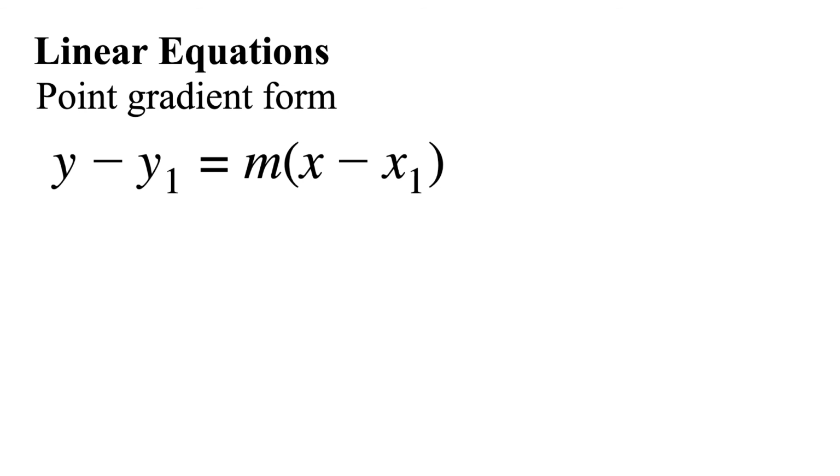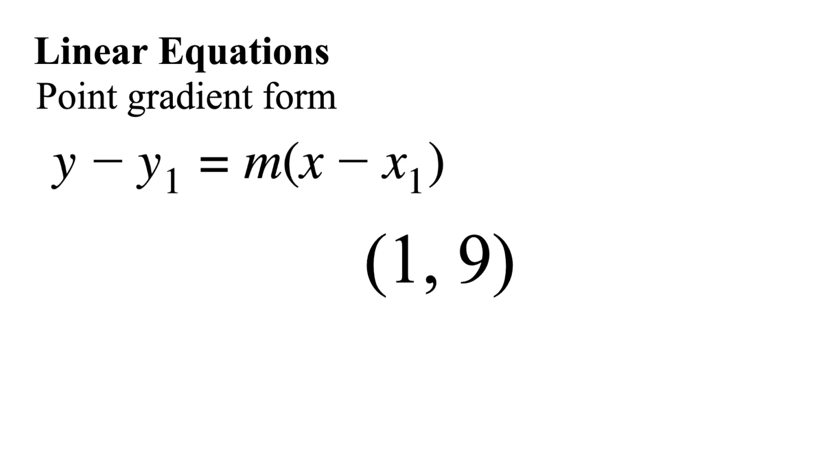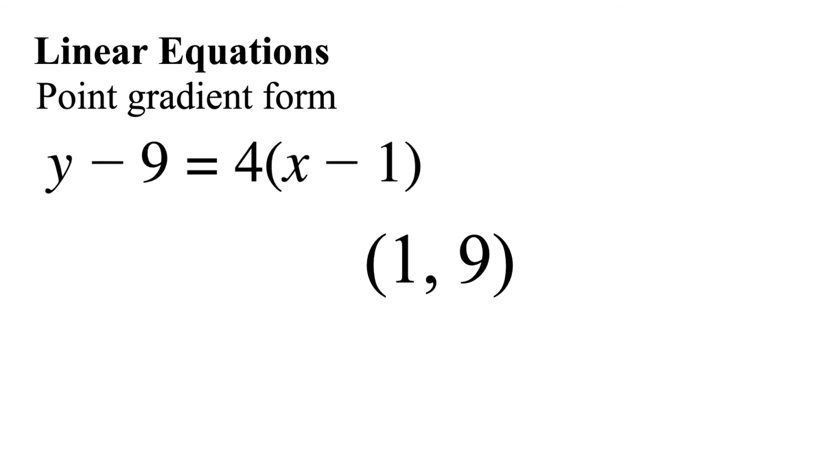Let's practice. With this example, we are given the 2 points, (1, 9) and (3, 17). For this problem, we need to first find the gradient, which is 4. After finding the gradient, we simply have to insert any point of the graph into the equation as x1 and y1. Let's use the point (1, 9): 1 as x1 and 9 as y1.